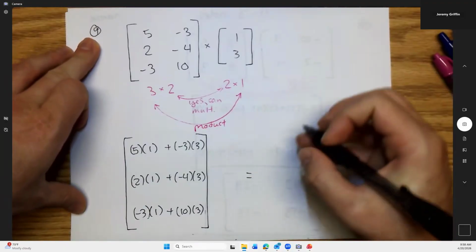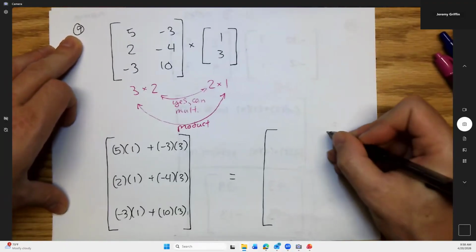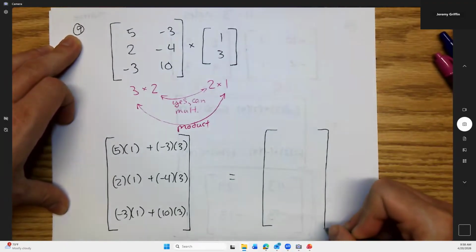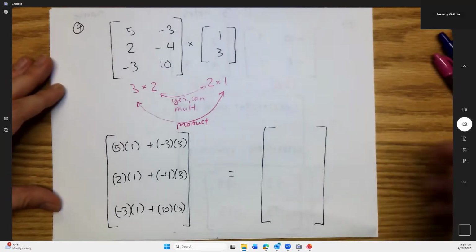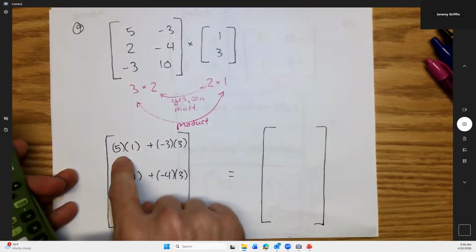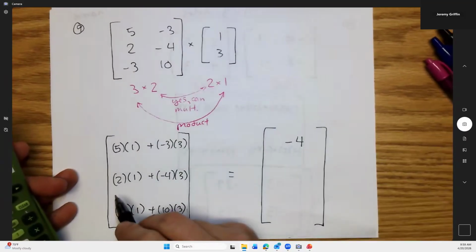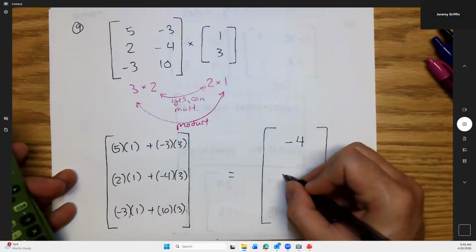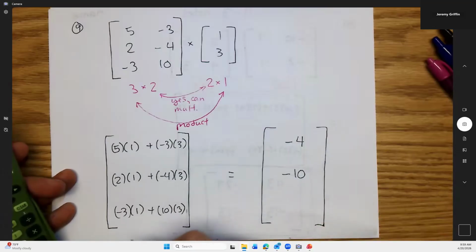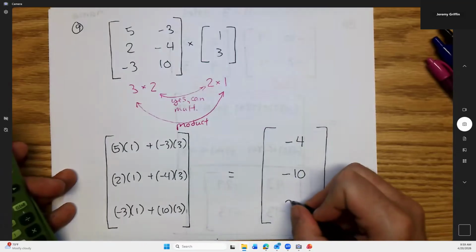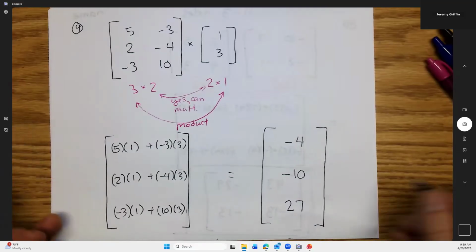Okay. So it equals, and let me clean all this up in my calculator. Let's see, that's 5 minus 9. It should be negative 4, right? 2 minus 12, like negative 10. Negative 3 plus 30, 27. I think that should be the answer.